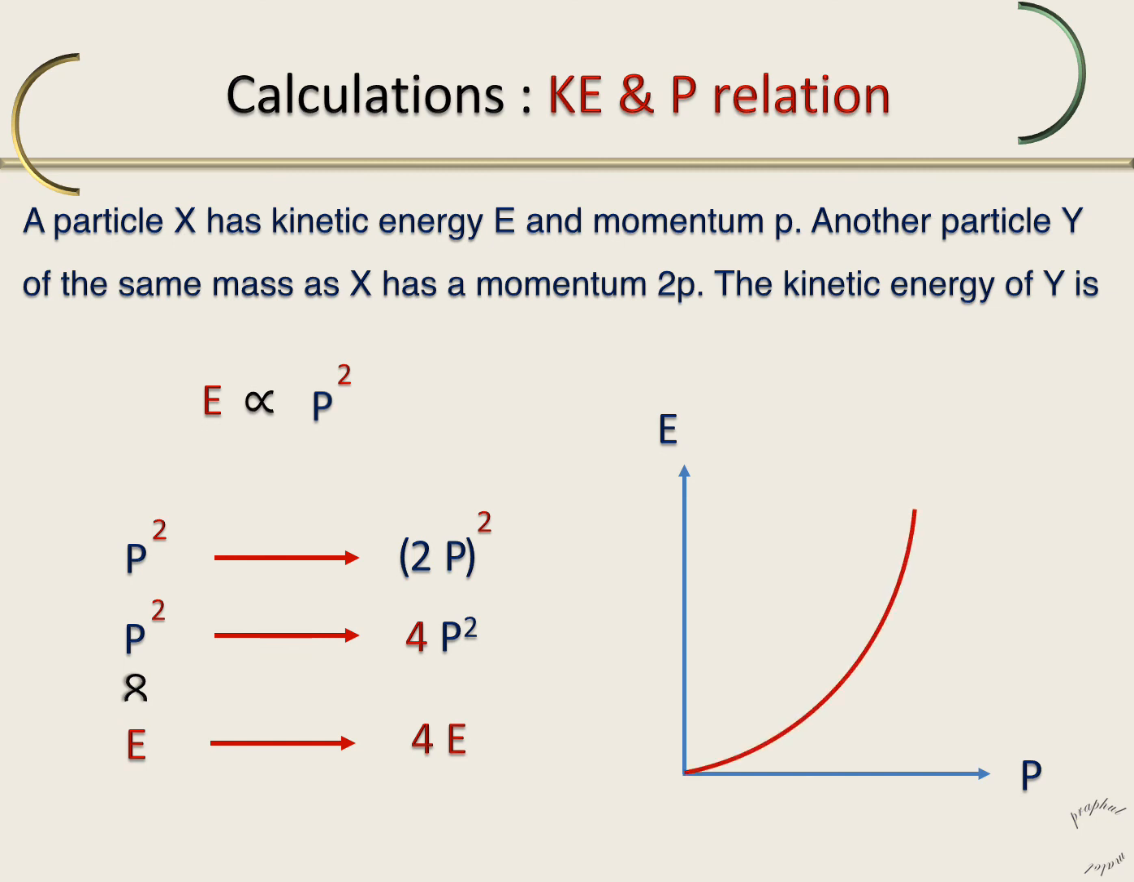It's a curve with increasing gradient, because as you can see in the calculation, for a small change in momentum, there's a big change in energy. When the momentum is just doubled, the energy is increased by 4 times. So if you check from the graph, for a small change, I have taken two lines to represent the change in momentum. So for a small change in momentum, you can see there's a big change in energy. That's why the shape of the graph is like this. Okay?